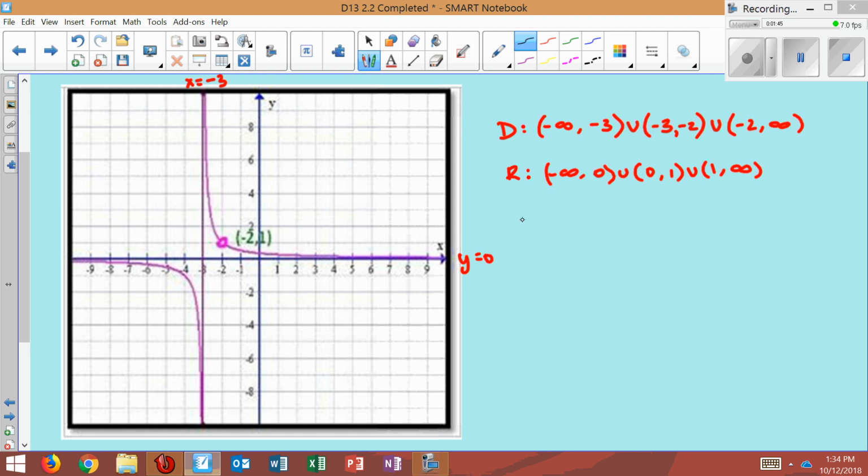If you wanted to write it in set builder form, for the domain, another way of saying it is that x cannot equal -3, and it also cannot equal -2, yet it can equal any other real number. Okay, and for the range, the way you'd say that is that y cannot equal the value 0, nor can it equal the value 1, yet y is any other real number. And so these would be the two different ways you could write your domain and range.